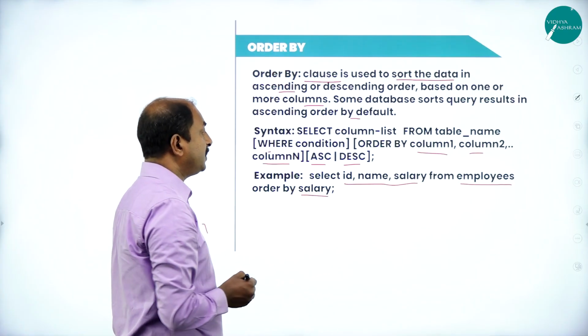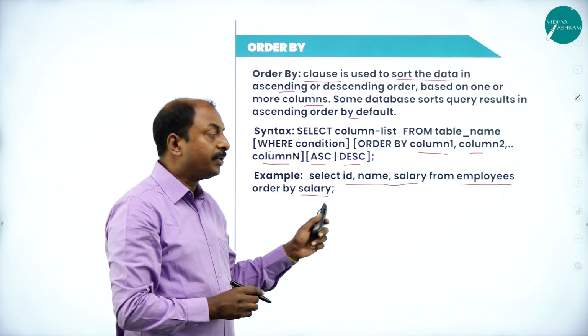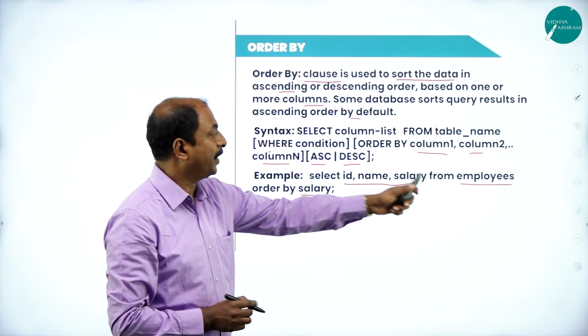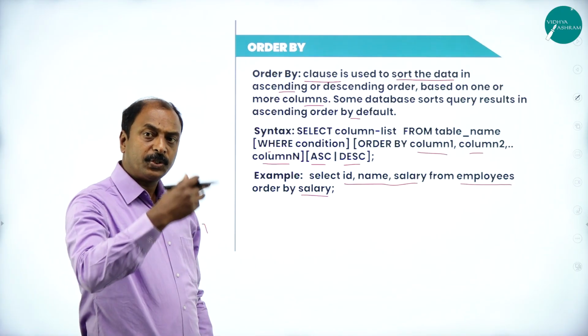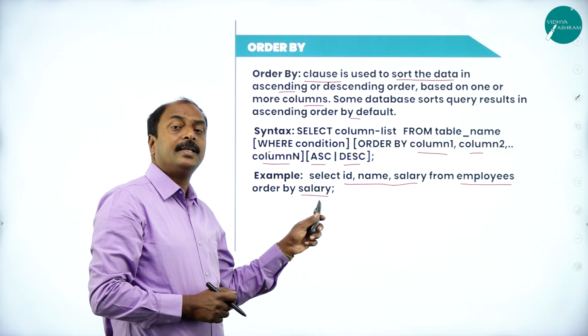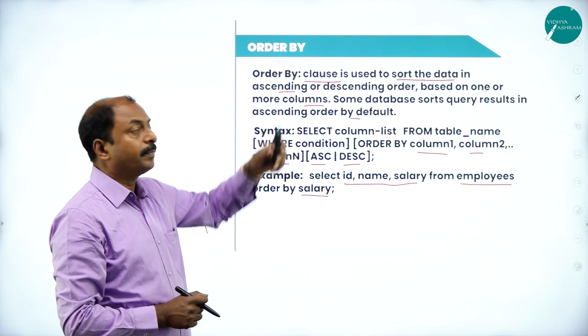So what is the meaning of this? Now we are going to sort the records of the table employee by the column salary. So we are going to arrange the records by their salary. So this is the order by clause.